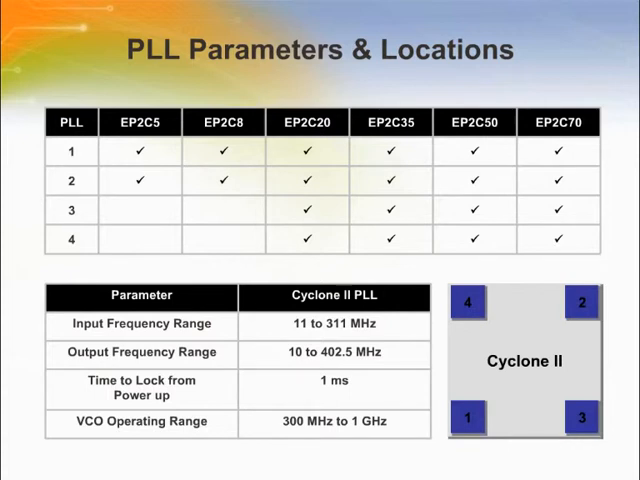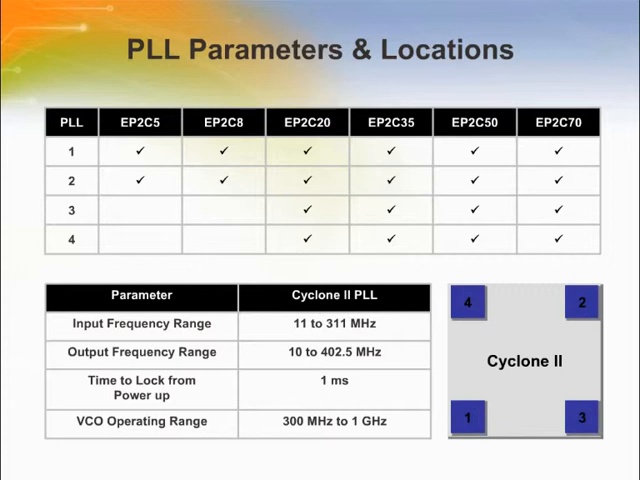Cyclone II devices have up to 4 phase lock loops, PLLs, that provide robust clock management and synthesis for device clock management, external system clock management, and I/O interfaces. Cyclone II PLLs are versatile and can be used as a zero delay buffer, a jitter attenuator, a low skew fan-out buffer, or a frequency synthesizer.